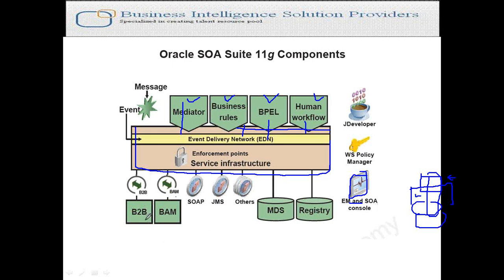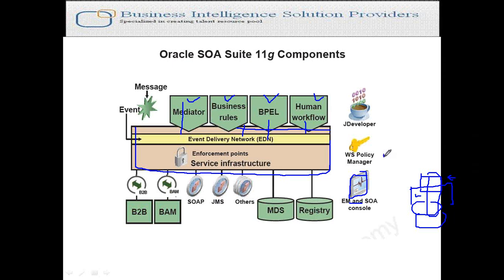B2B, again, is connected to that. BAM. MDS stands for metadata repository. It's a meta repository. If I have some component that I want to share across the whole system, it always goes into the MDS. It's a repository. Registry is for UDDI, where I can register my services, and depending upon the content, I can find the exact location of that service.